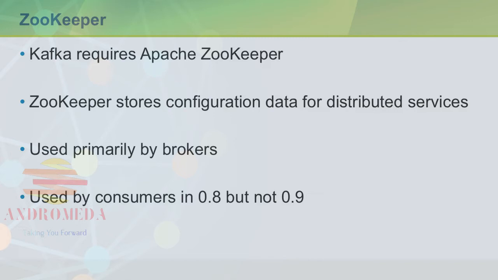In the 0.8 versions of Kafka, the consumers are still using Zookeeper to store information such as offsets as to where they're reading in the Kafka topics. In the 0.9 version of Kafka, the clients are changed so that they store offset information in Kafka. So now they no longer have to rely on Zookeeper for storing offset information.